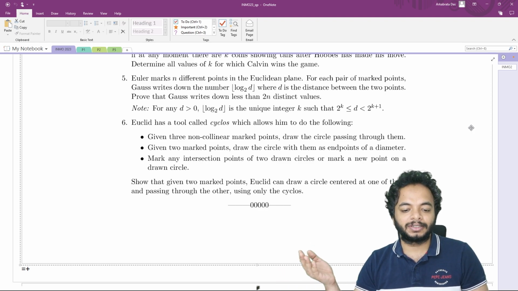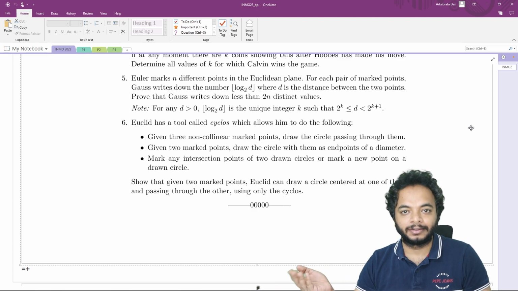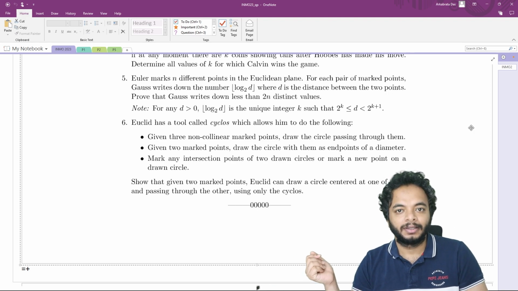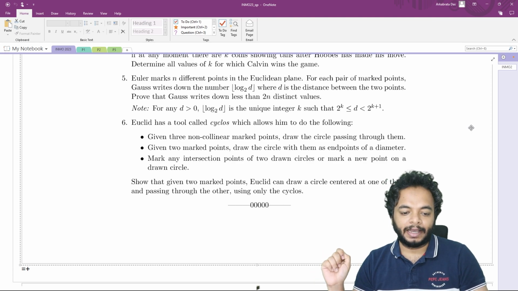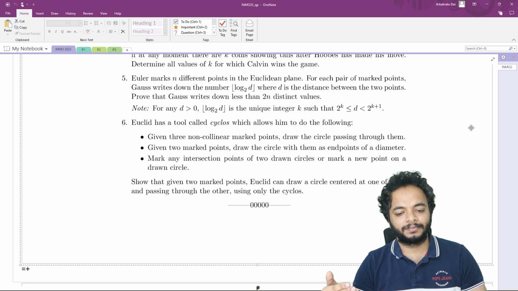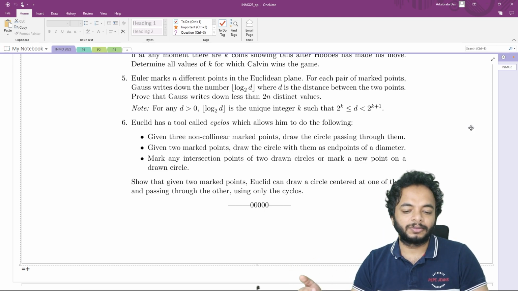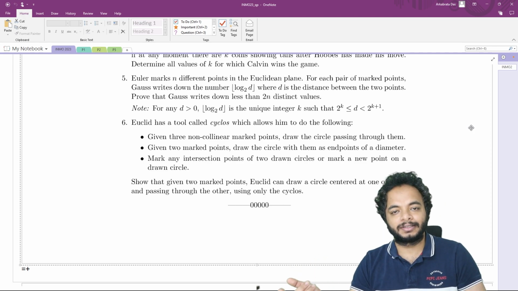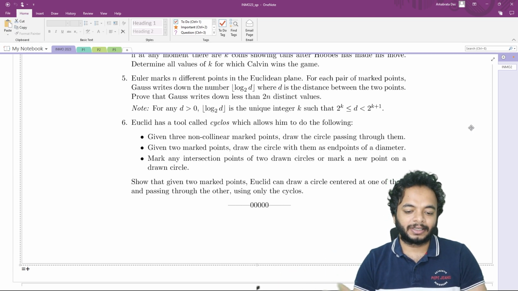Not even at most. It's said strictly that Gauss writes down fewer than 2n integers. So that means the count will be less than or equal to 2n minus 1. Okay, and the definition of this is given. That is, the greatest integer part of log base 2 of d is the integer k such that d is greater than or equal to 2 to the power k and less than 2 to the power k plus 1.